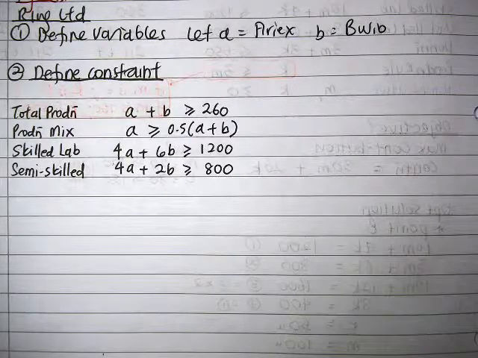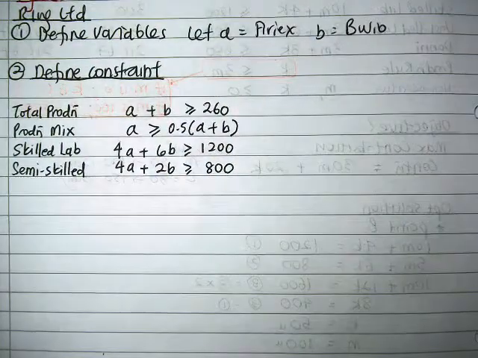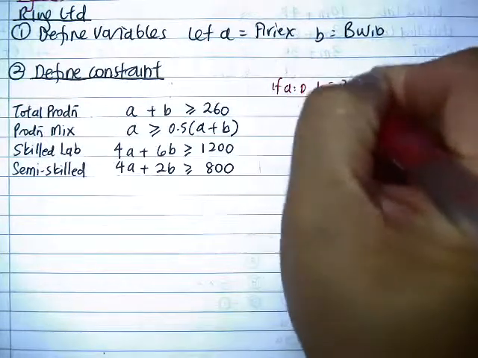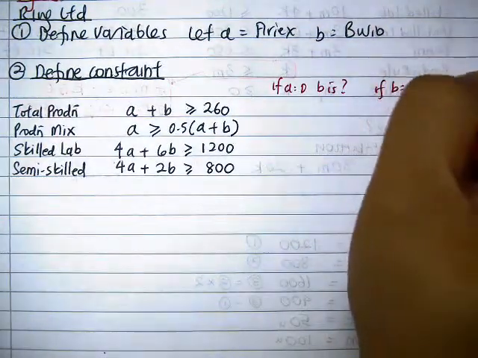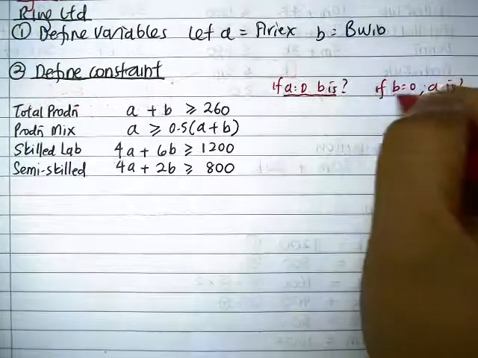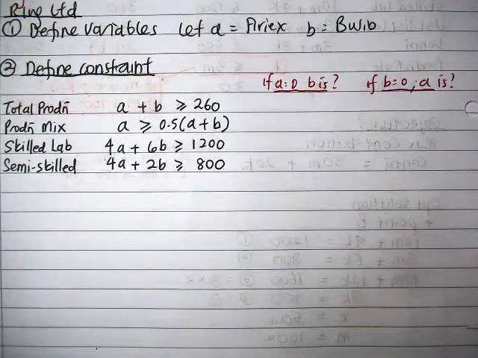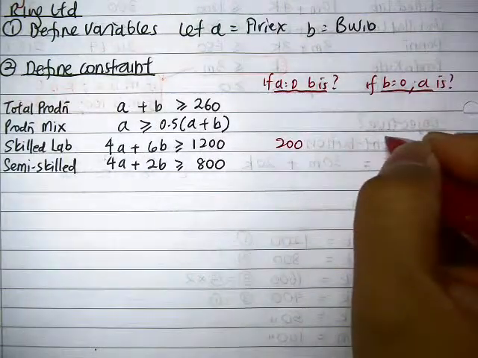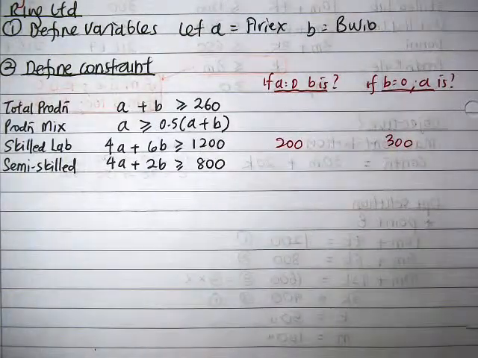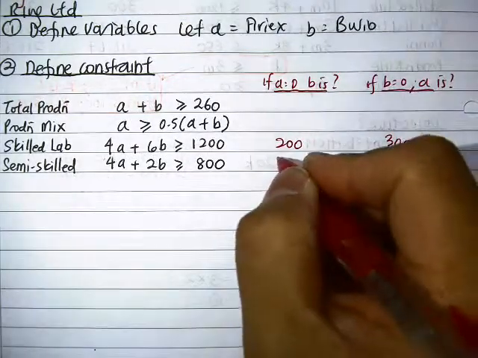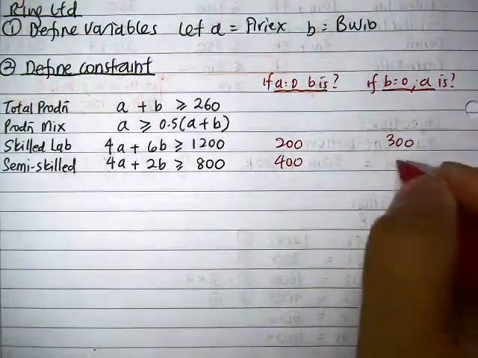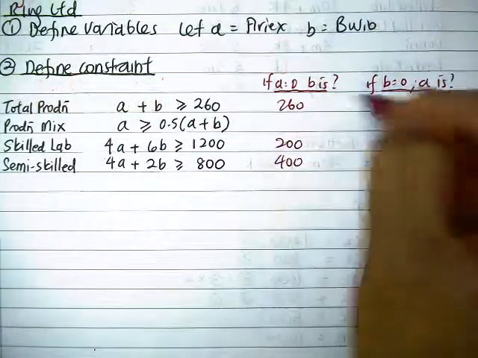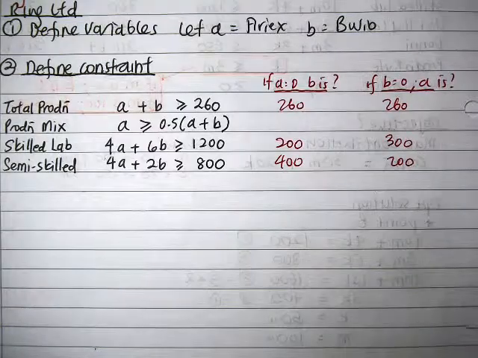Okay, so if you want to draw, now, if A is 0, B is, if B is 0, A is, so B is 200, A is 300, B is 400, A is 200. Now this is 260. What is this?